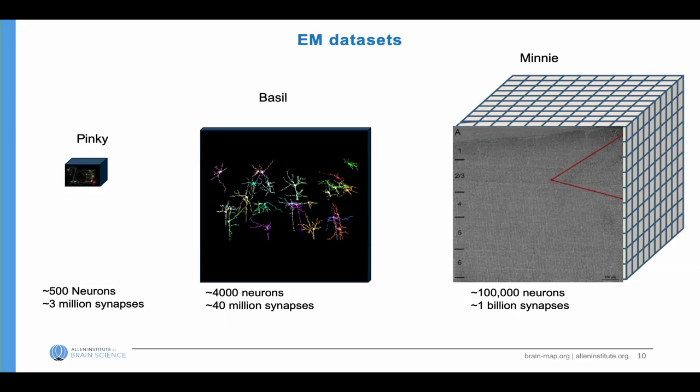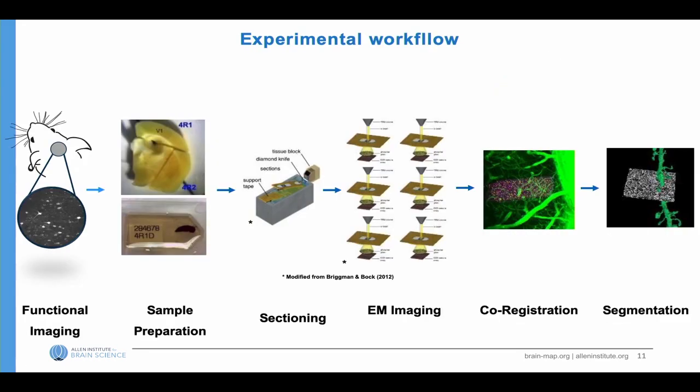We have three data sets that you've heard about: Pinky, Basal, and Mini Mouse, the mice that we've scaled up. The team has scaled up from a modest 500 neurons to a slightly immodest 4,000 neurons, and then the grand data set, Mini, that's beginning to be analyzed, the whole cubic millimeter, the impossible cubic millimeter with 100,000 neurons and 1 billion synapses.